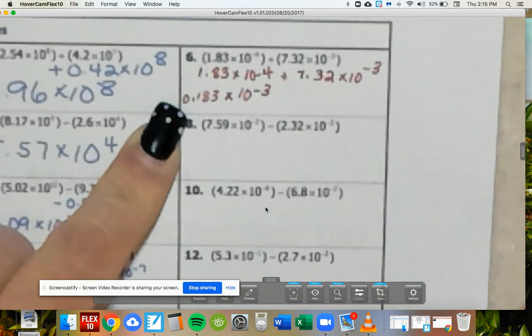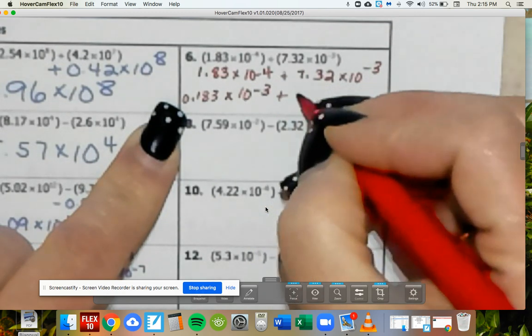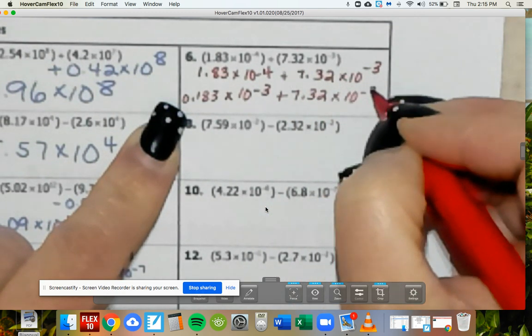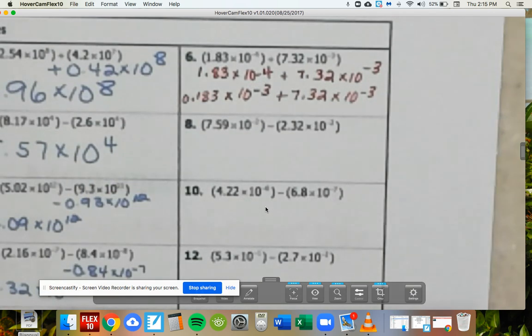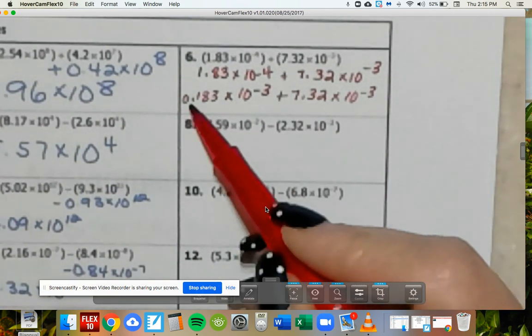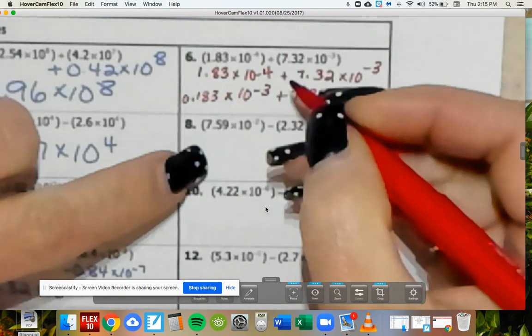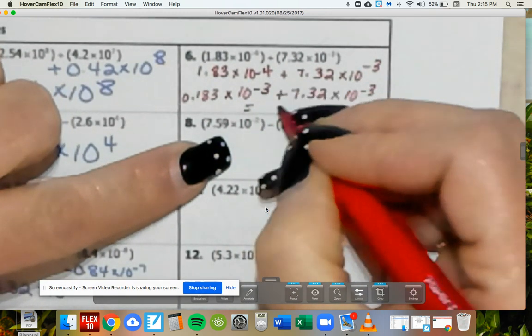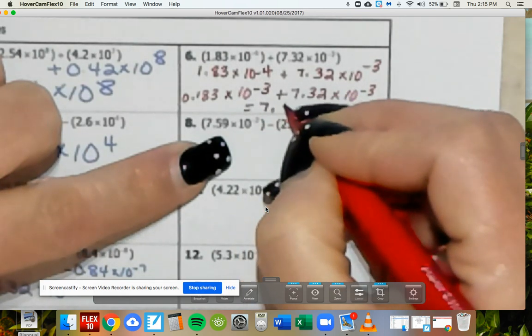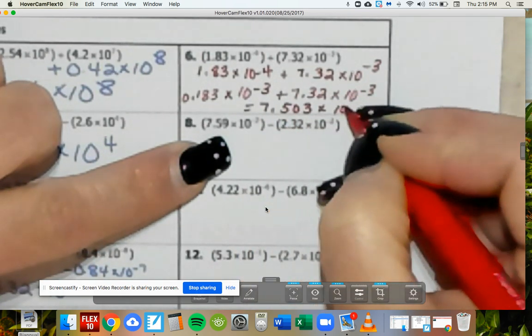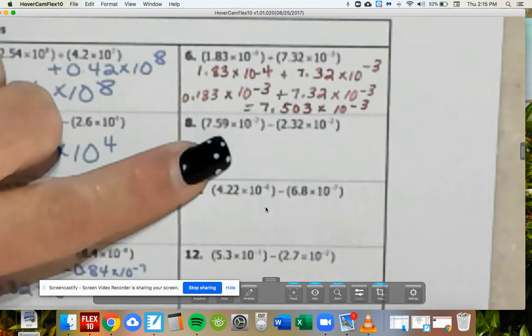0.183 plus 7.32 times 10 to the negative 3. Nothing changed on that one. So now you just grab your handy dandy calculator and you take 0.183 plus 7.32 equals 7.503 times 10 to the negative 3rd.